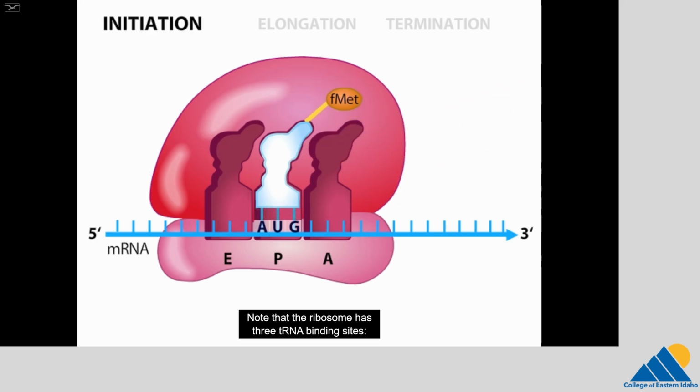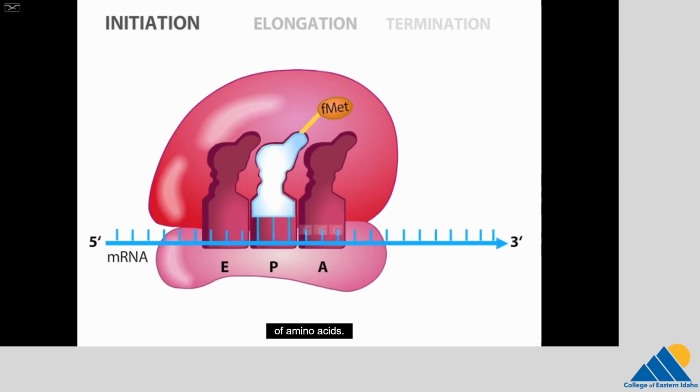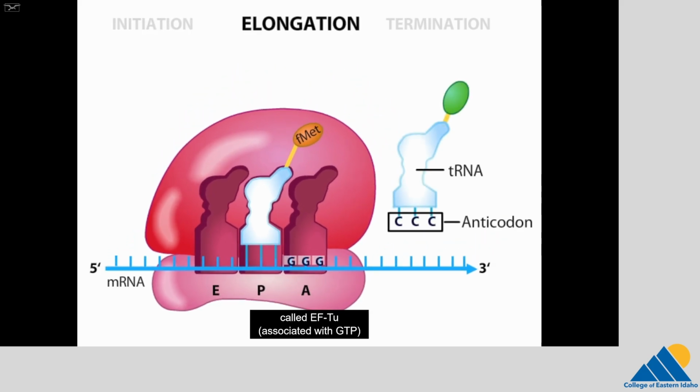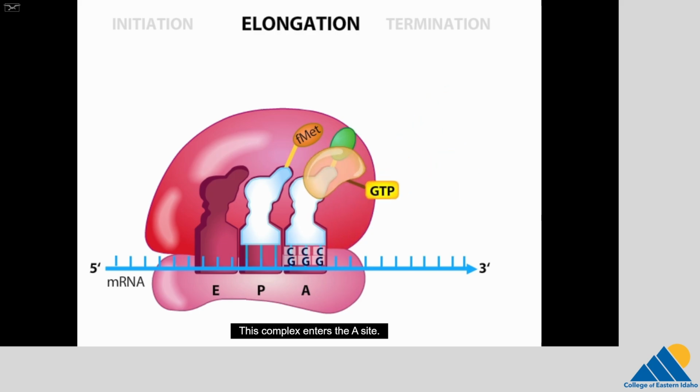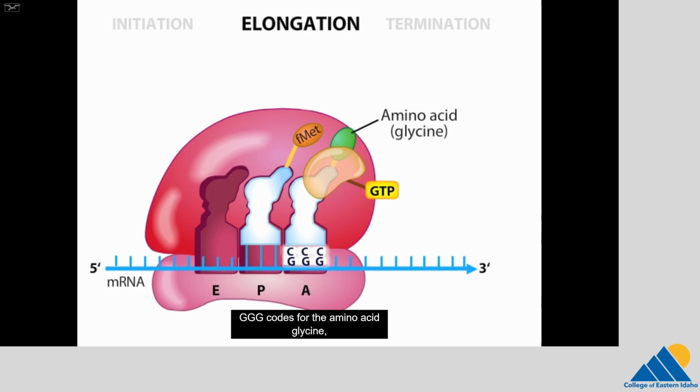Note that the ribosome has 3 tRNA binding sites: an acceptor, A site, also called aminoacyl site, a peptide, P site, and an exit, E site. The ribosome is ready for elongating a chain of amino acids. Elongation requires an elongation factor called EF-Tu, associated with GTP, to bind to aminoacyl tRNAs. This complex enters the A site. Correct selection of the tRNA complex depends on codon-anticodon pairing. Here the anticodon CCC pairs with a GGG codon. GGG codes for the amino acid glycine, which this tRNA carries.